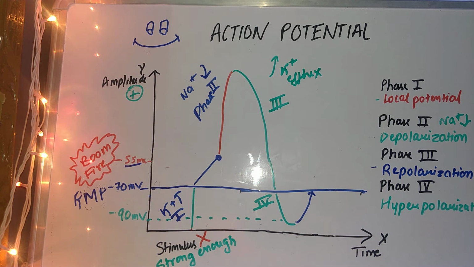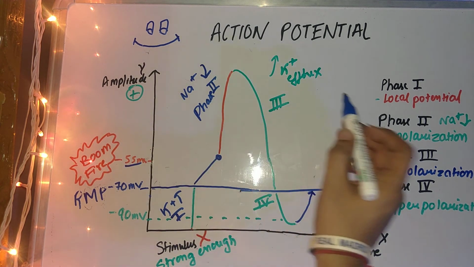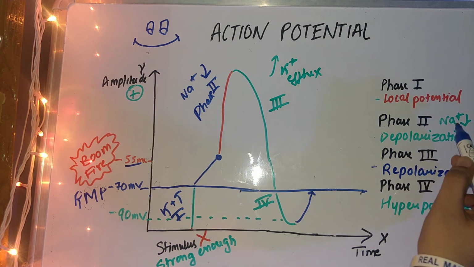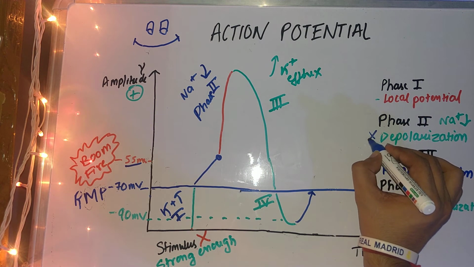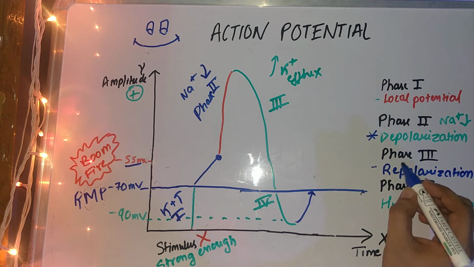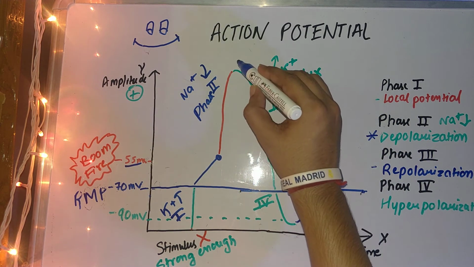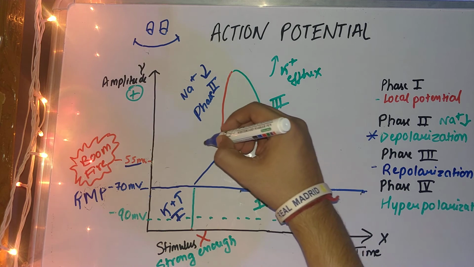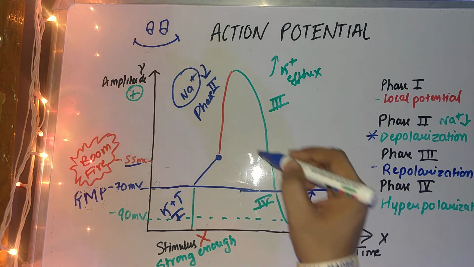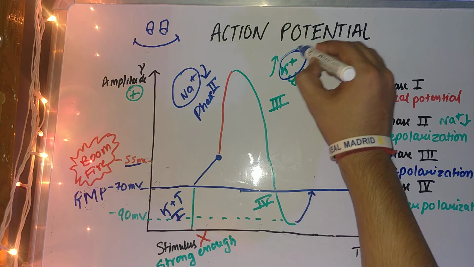So this is about the action potential. There are 4 phases: phase 1, phase 2, phase 3, phase 4. We have to remember all of these, but mainly depolarization and repolarization. Depolarization is due to sodium and repolarization is due to potassium.